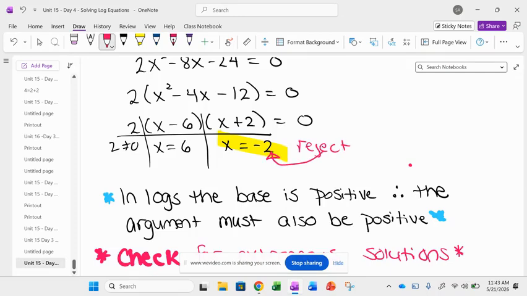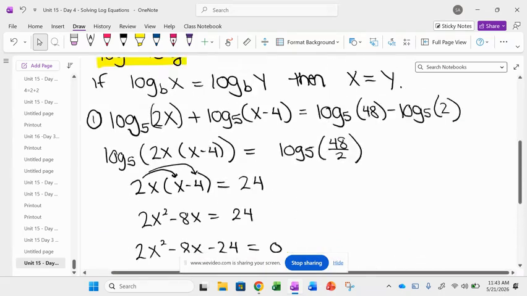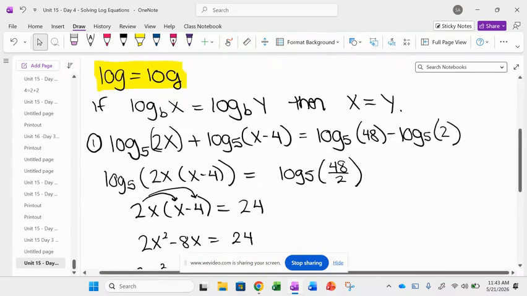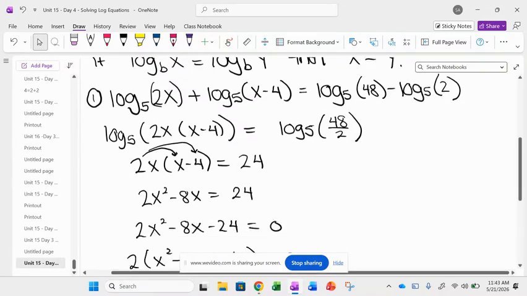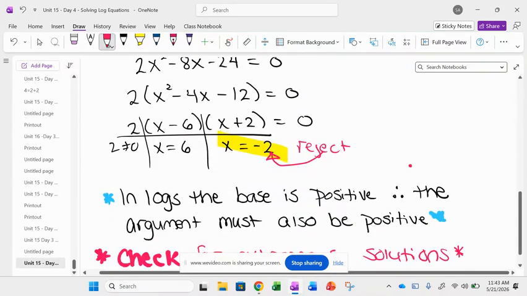Do I still need to check the 6? Yeah. So now we look. Well, 2 times 6 is 12. Are we okay with a 12? Yeah. 6 minus 4, +2, still okay? Anything to check there? No. So is 6 an acceptable solution? Absolutely. So our only solution here is x equals 6.